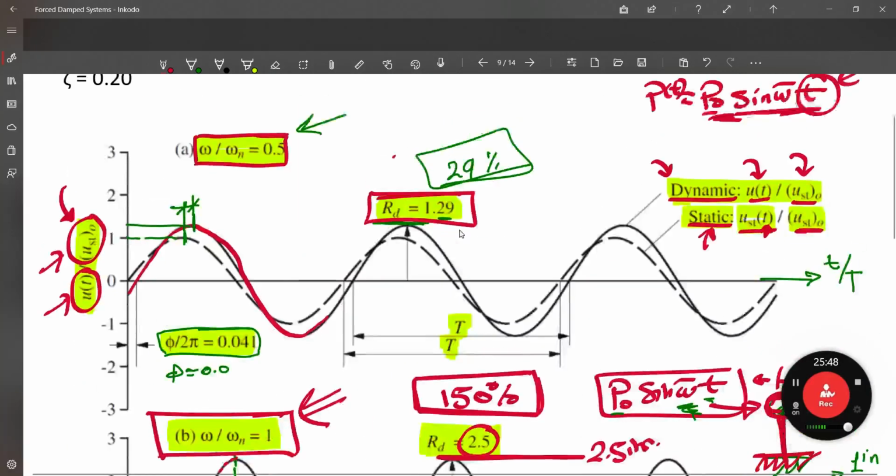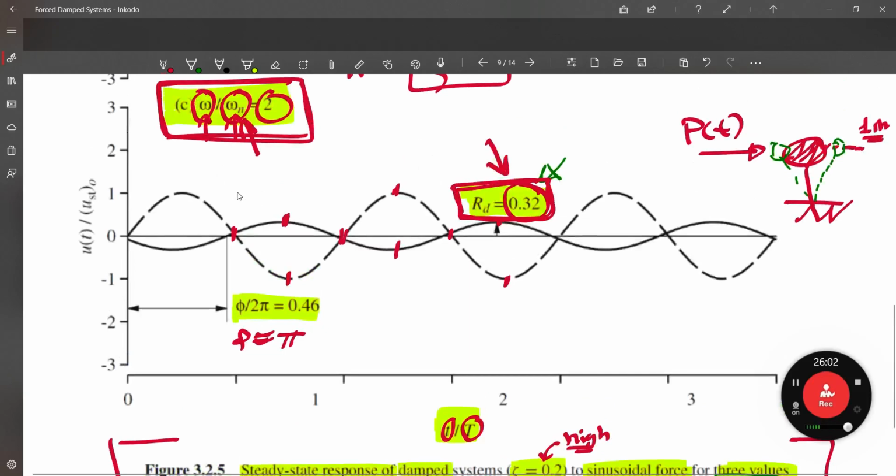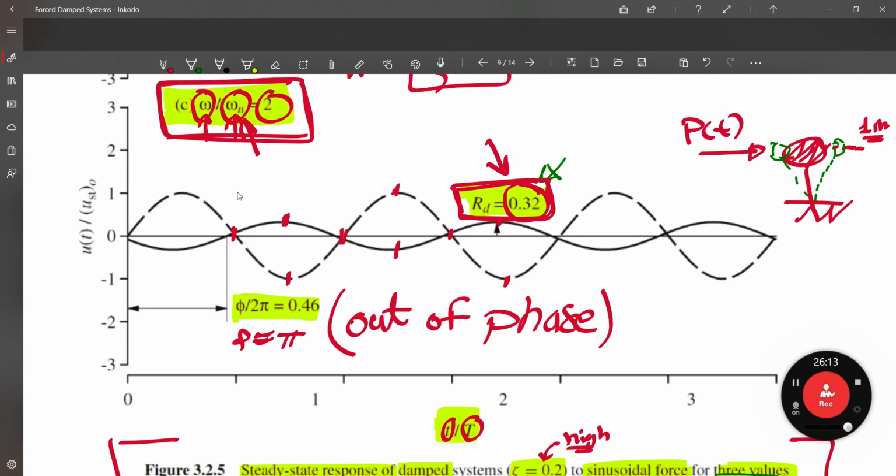Okay, so this is very interesting. I think this graphical representation gives us what is the meaning of the deformation response factor and what is the meaning of the phase angle. Remember well that whenever we have a phase angle, they are out of phase. Here we can say that this system is out of phase. Okay, means that the maximum of the force is going to be counteracted by the maximum in the opposite direction of the dynamic response of the system. So they are suppressing one another. This is why it is 0.32 here.